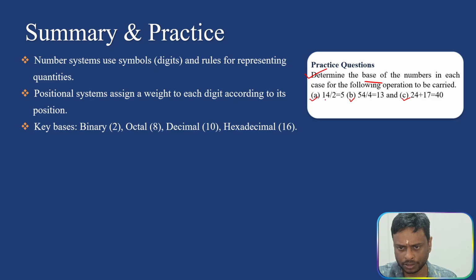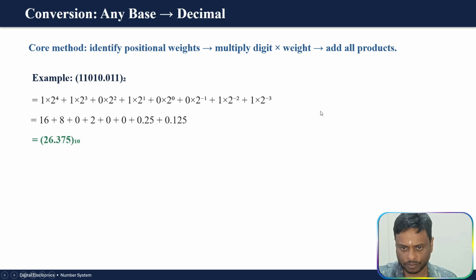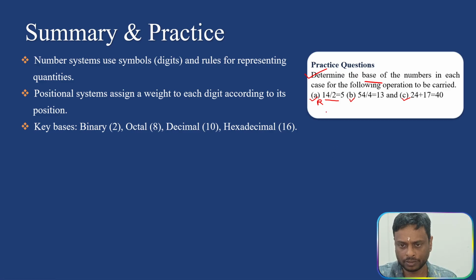I am taking one only. Suppose 14 by 2 equal to 5. How to find out the base of the number? We don't know the base here, so let us take the base of the number system as R. According to the weights, we can write: 1 into R to the power of 1, plus 4, divided by 2, that would be equal to 5.